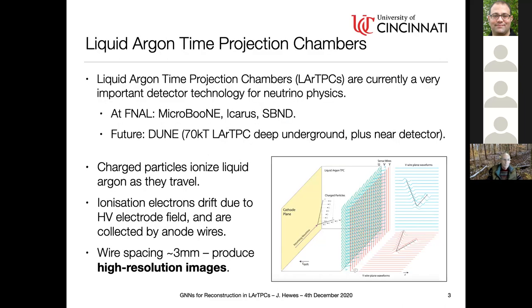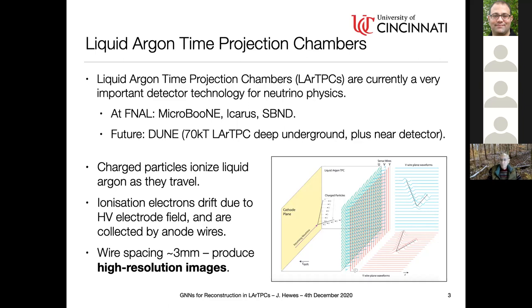Let me talk a little bit about liquid argon time projection chambers. This is a detector technology that is seeing very heavy use, particularly at the Fermilab neutrino program currently. So we have these three detectors, which collectively are called the short baseline neutrino program, MicroBooNE, ICARUS, and SBND, that are running or being constructed currently, all of which utilize this technology. And also in the future, there's going to be DUNE, the Deep Underground Neutrino Experiment, which is going to be a very large set of liquid argon TPCs, very deep underground.